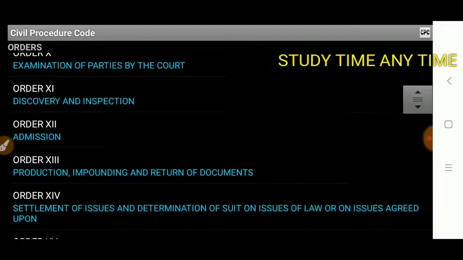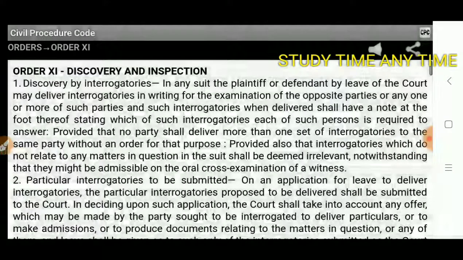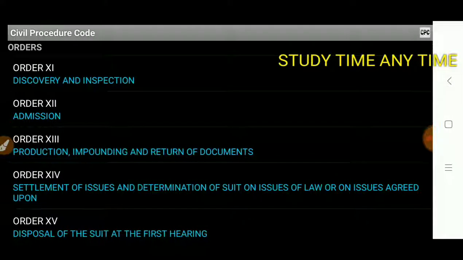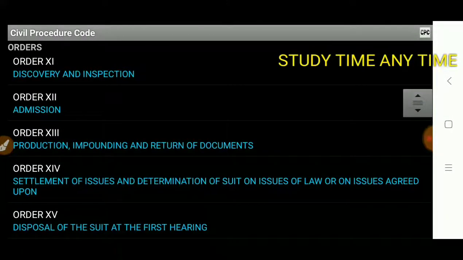Then order 11 is regarding discovery and inspection. In discovery and inspection, the court is empowered to give interrogatories. The plaintiff or defendant, by leave of court, may deliver interrogatories. They have the power to ask questions in the form of interrogatories. So this is order 11, discovery and inspection.